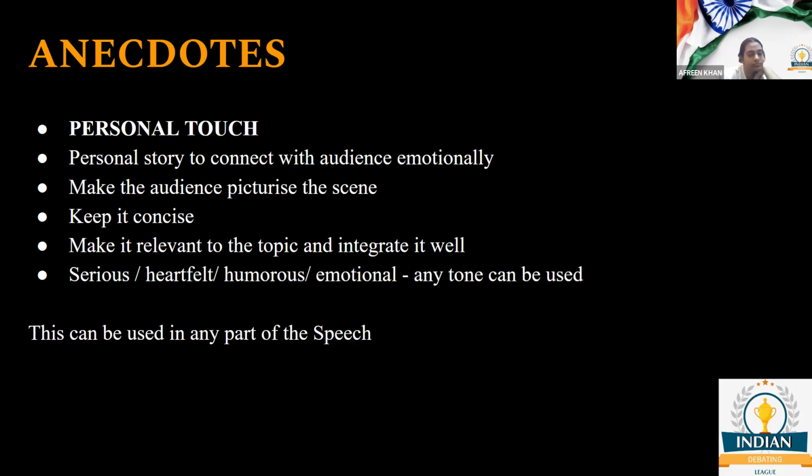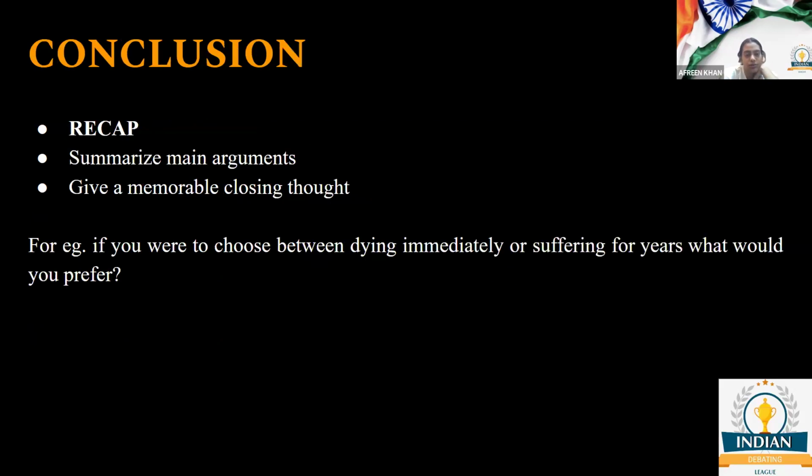Any doubts? If not, moving forward to the conclusion. Now, conclusion is a recap. So what did you do in your speech? Summarization of main points and give a memorable closing thought. Closing thought is something as to, I told you this is an issue, how do you think you're going to solve it type?